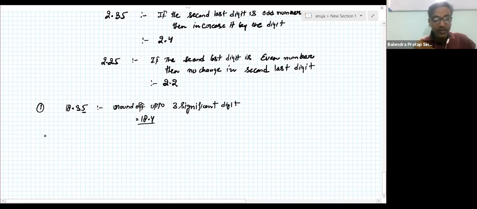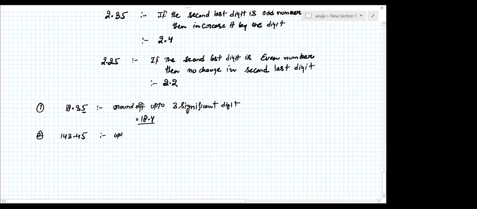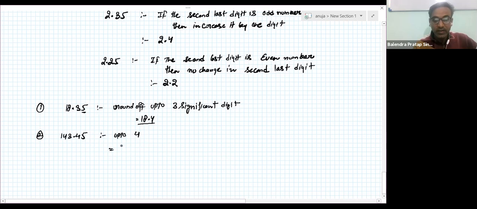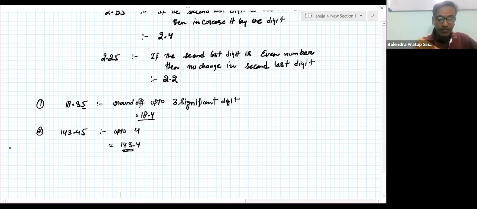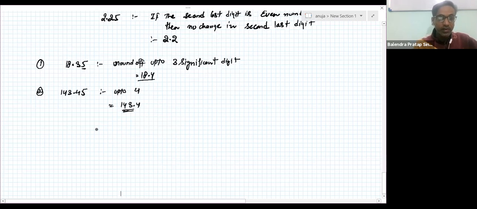Suppose another example, 143.45, up to 4 digits. No change. Very good. So the answer is 143.4. Okay, so this will be the answer. Another question, some easy question based on the rules.